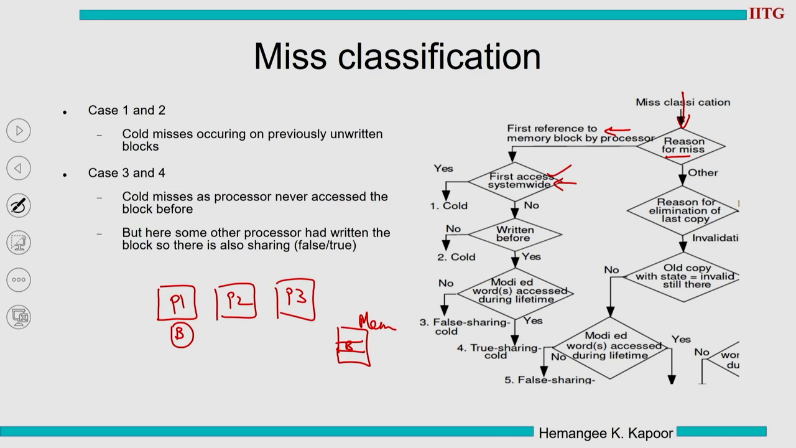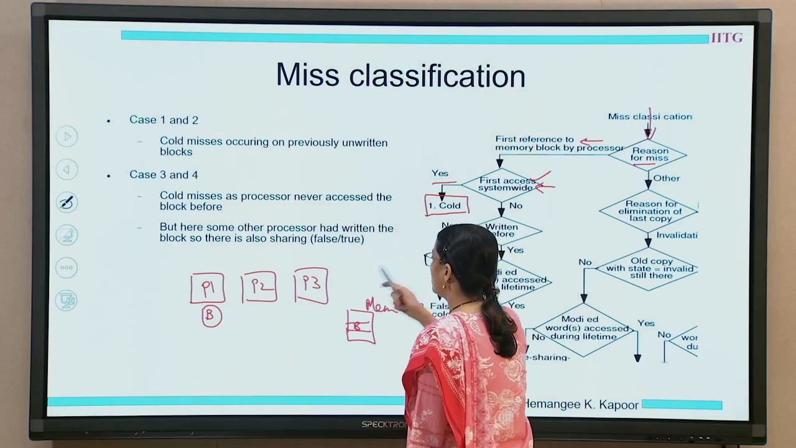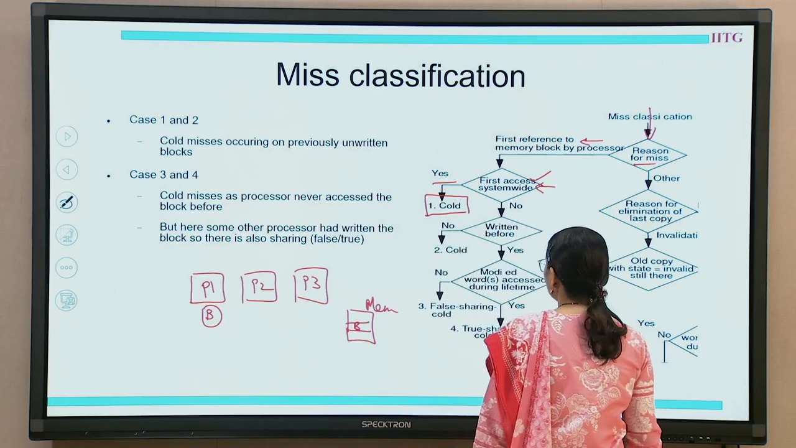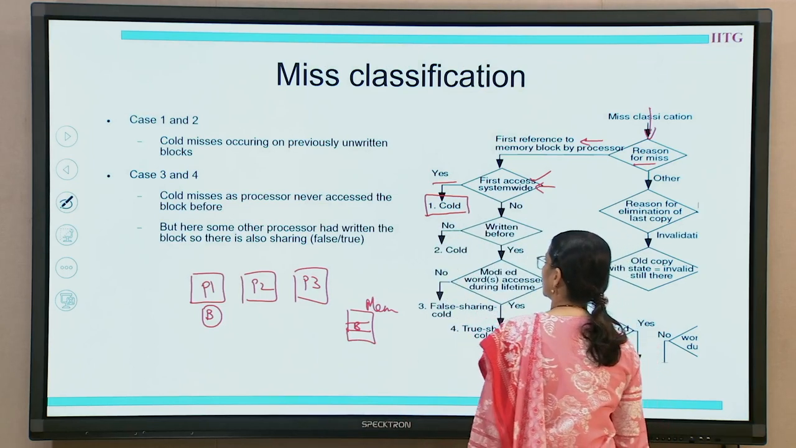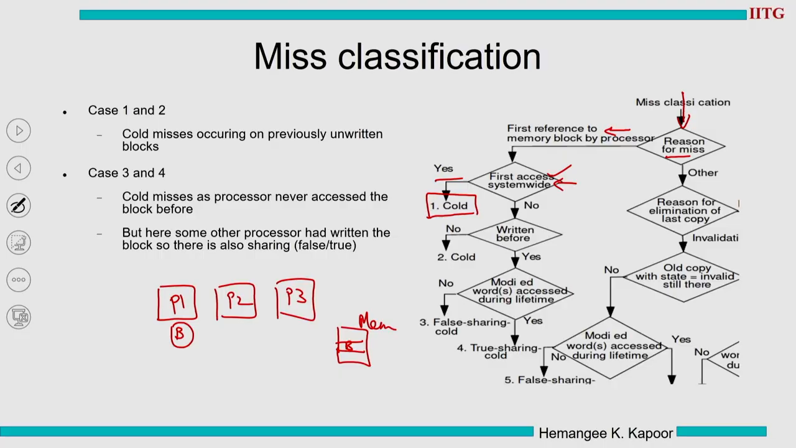If yes, this is the first access system-wide, then I say that this is a cold miss or a compulsory miss. This is the reason I label this miss as a cold miss, because P1 is accessing B for the first time and P2 and P3 have never accessed B at all. Okay, first category done. So case 1. Now let us see case 2.